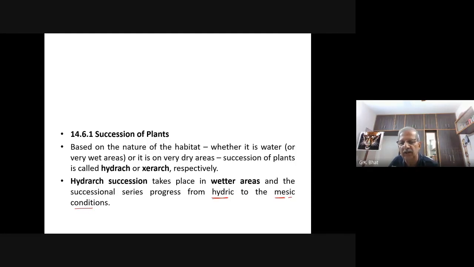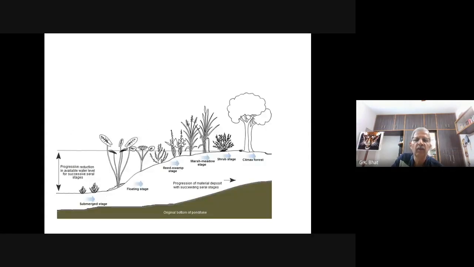Then it goes to dry condition. Okay? Right? So look here. This is the hydric succession. Succession started in a little bit wet area. At the beginning, you see some water and a few plants just at the bottom. Gradually, you see that these submerged stage plants got replaced by half submerged and half floating plants. Of course, there will be some floating plants also here.